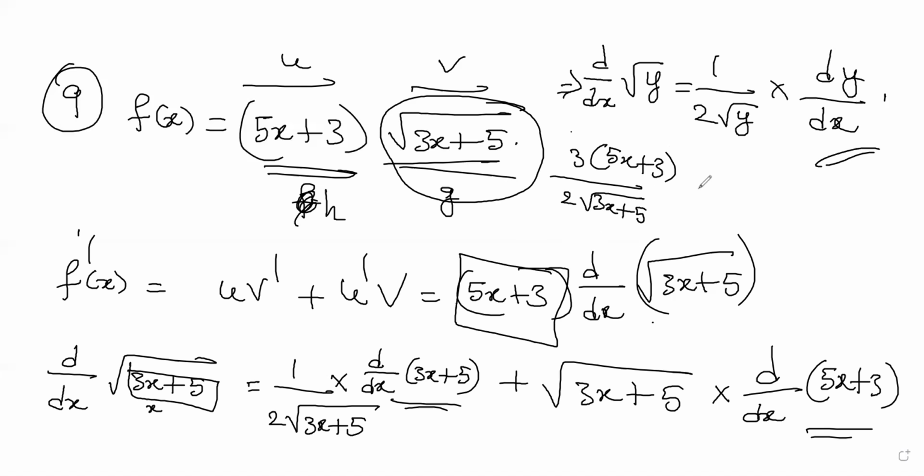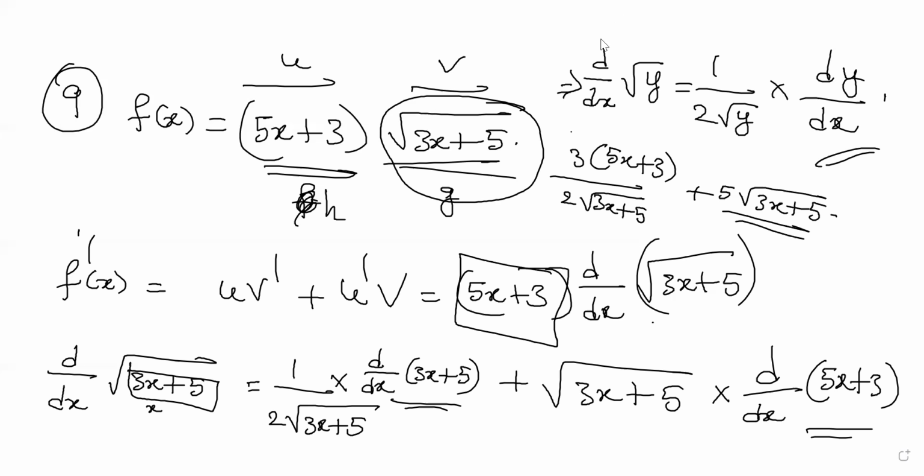Now this part is very easy. This derivative is very easy. So it's 5 here, multiplied by square root of 3x plus 5. That's all the derivatives. That's all it is. Beyond this, your scribbles don't have more, I don't think.